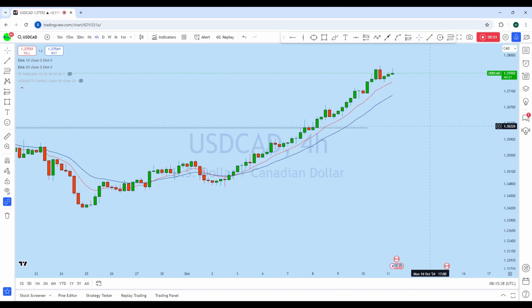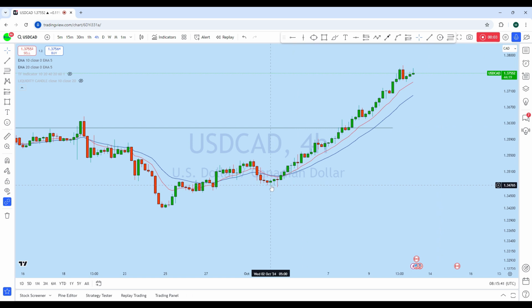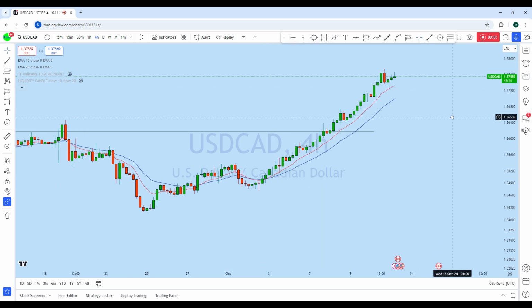Dollar CAD on fire. We can see that after this market open here, there is a massive bounce to the upside. As later today, there is a very important news coming on dollar and CAD. We can expect further opportunity in this market.